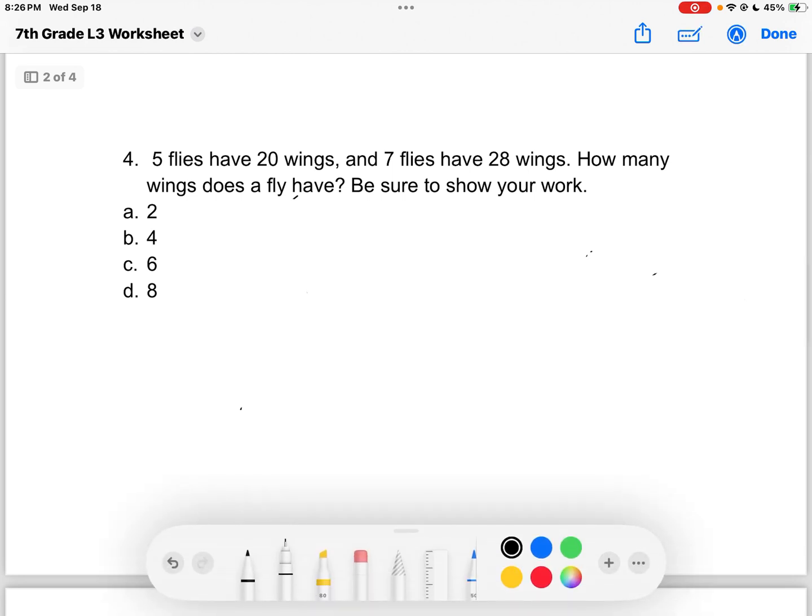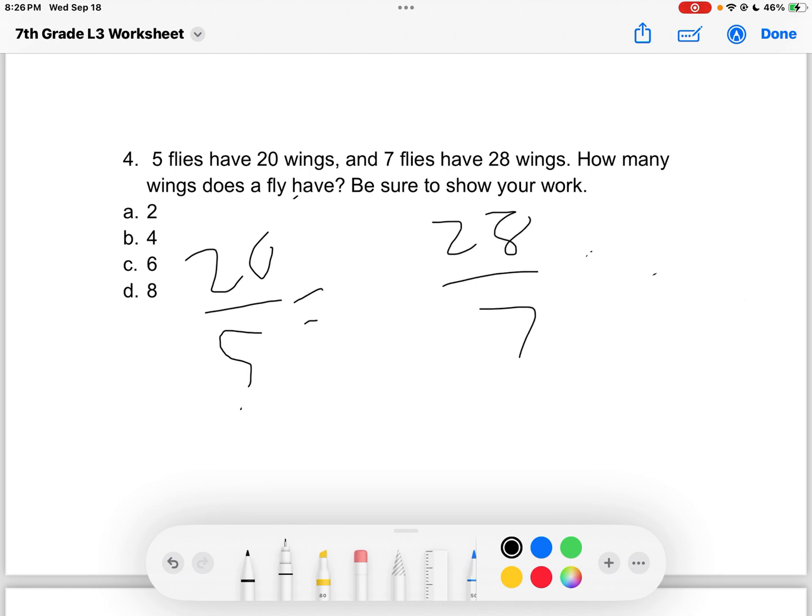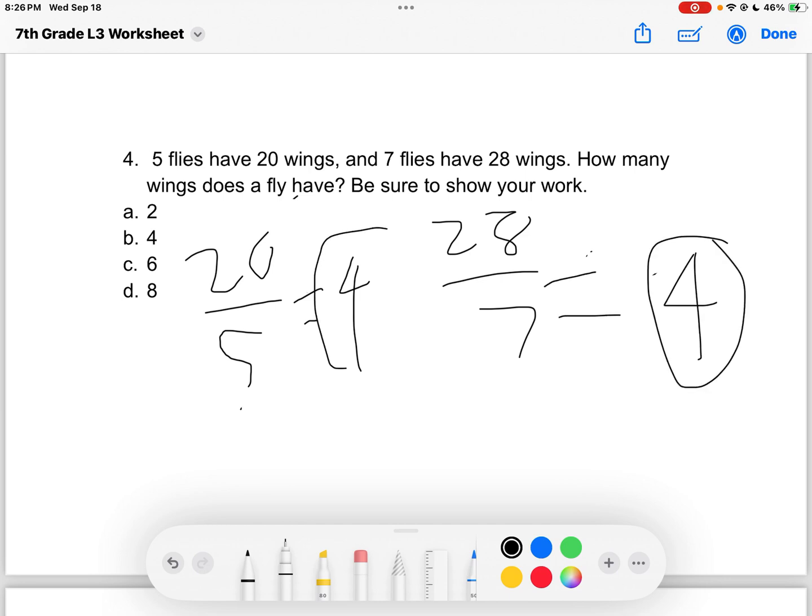And now moving on to number 4. 5 flies have 20 wings and 7 flies have 28 wings. How many wings does a fly have? Be sure to show your work. So if 5 flies have a total of 20 wings, we need to divide by 5. And the 7 flies have a total of 28 wings, we need to divide by 7. 20 divided by 5 is 4. 28 divided by 7 is 4. They're equal, so the final answer is B, 4.